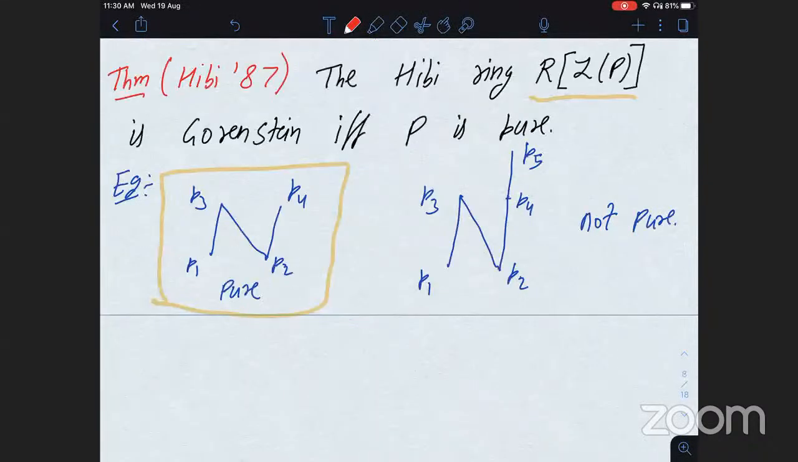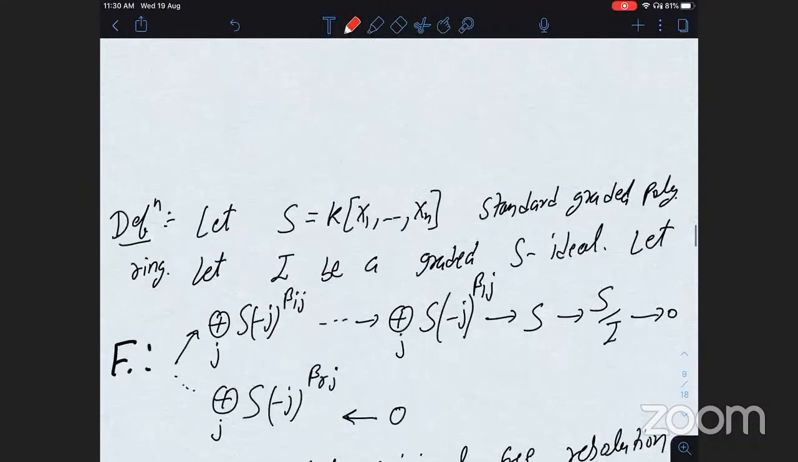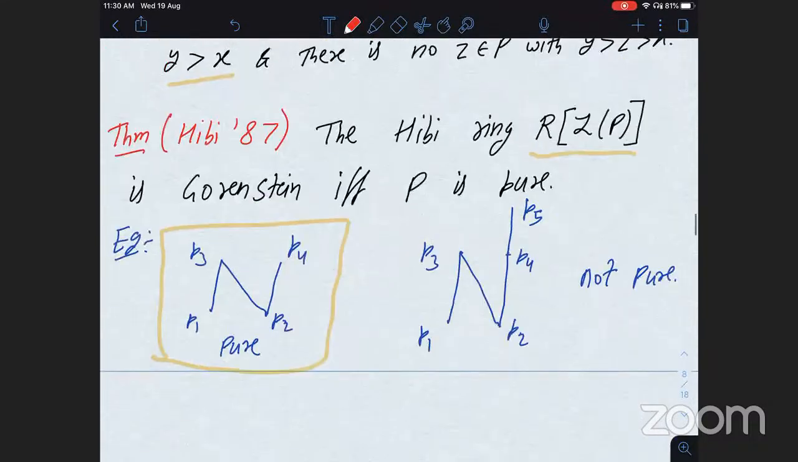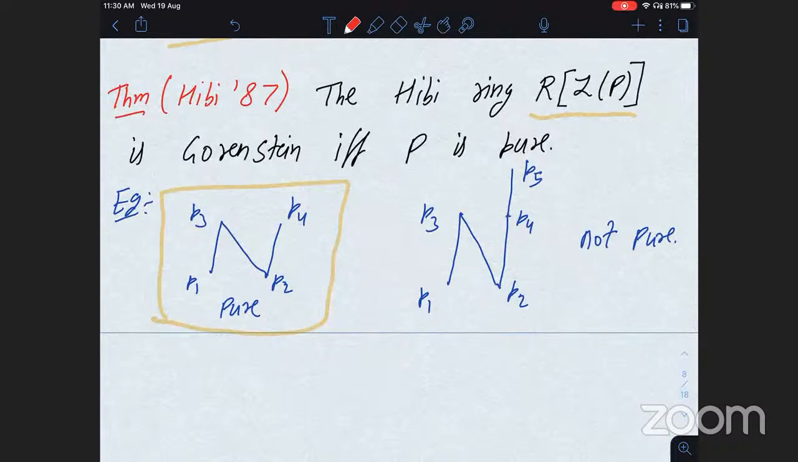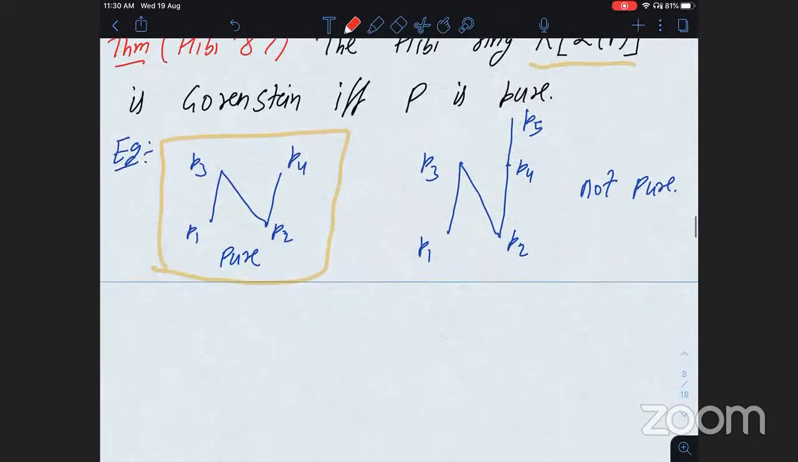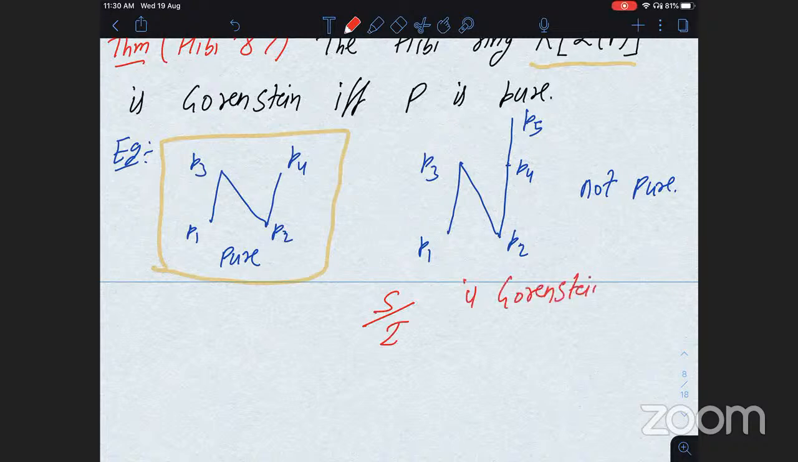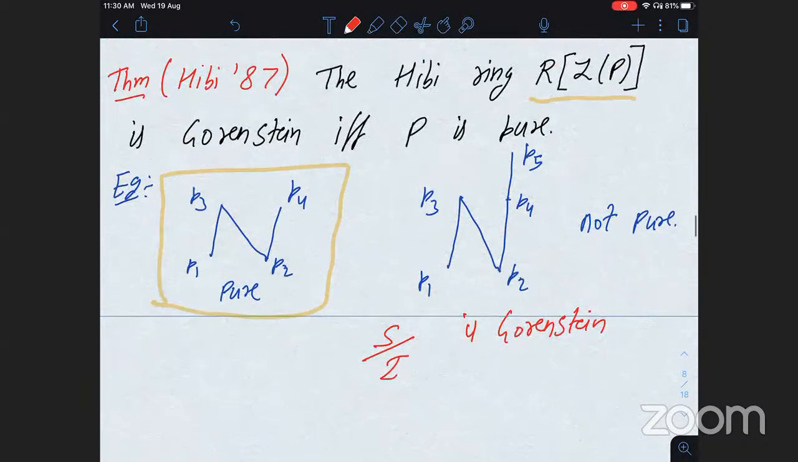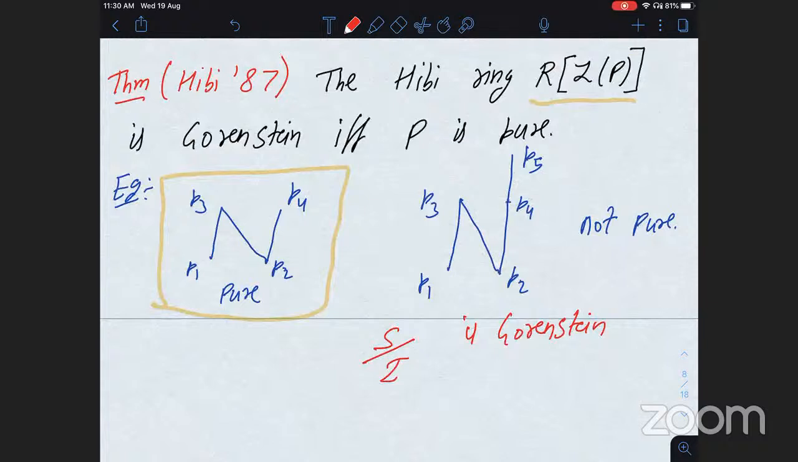So yeah, Hibi ring is going. I'll define this. Note that the conjecture was about the rings S mod I, where I is generated by quadratics and S mod I is a Gorenstein ring. Now by this theorem, we know that S mod the Hibi ring R_L will be Gorenstein if and only if the poset P is pure. So now we'll only talk about pure posets.